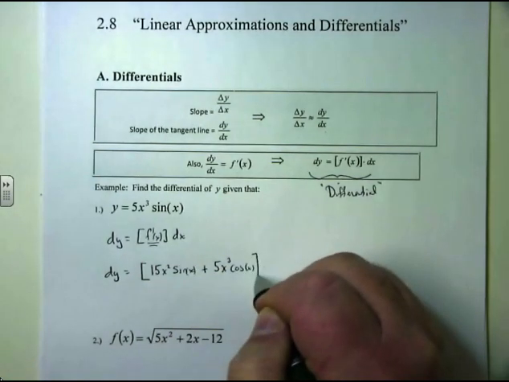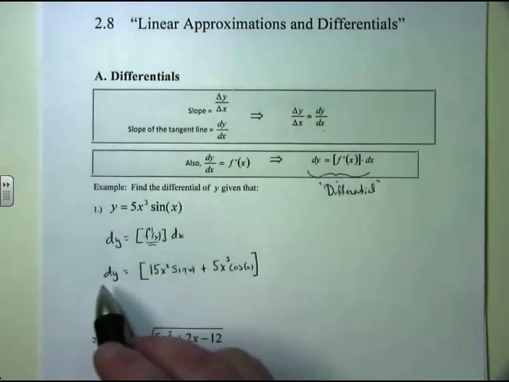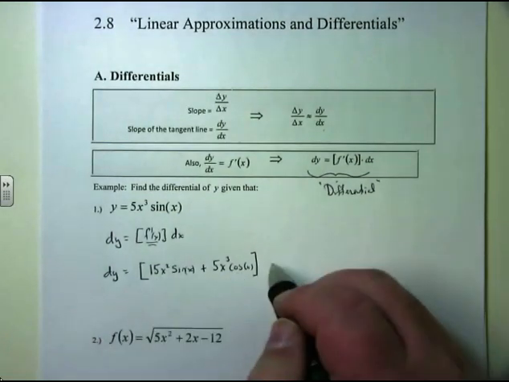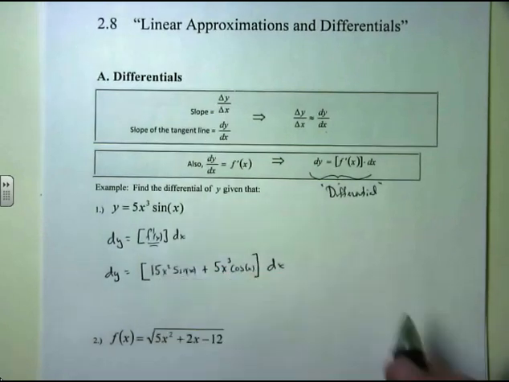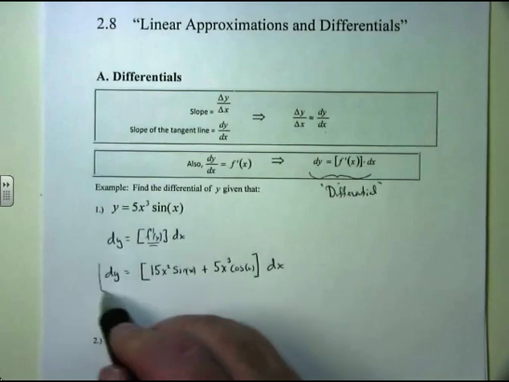And so there is my derivative, but the notation for the differential is dy equals the derivative of your function, and you write them out, times dx. And notice these brackets around this, times dx. That is the differential notation.